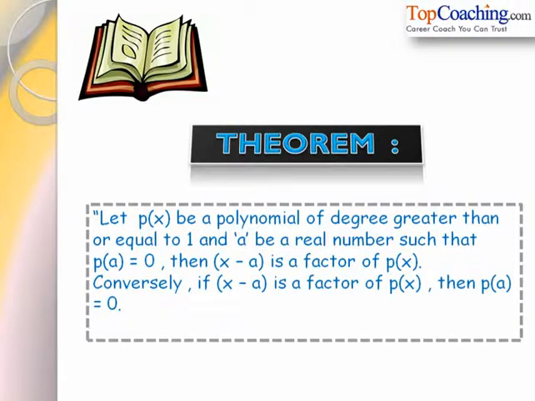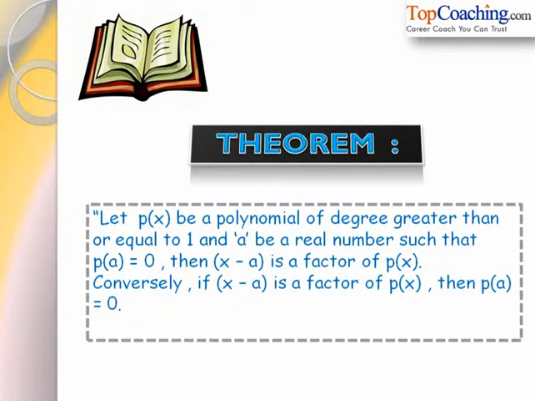So what this theorem says is that if we have any polynomial of degree greater than or equal to 1, and let us say there's a real number a such that p of a is equal to 0, then in that case x minus a is a factor of p of x. So if any real value a makes the polynomial p of x equal to 0, then x minus a would be a factor of p of x. That is, x minus a completely divides the polynomial p of x.